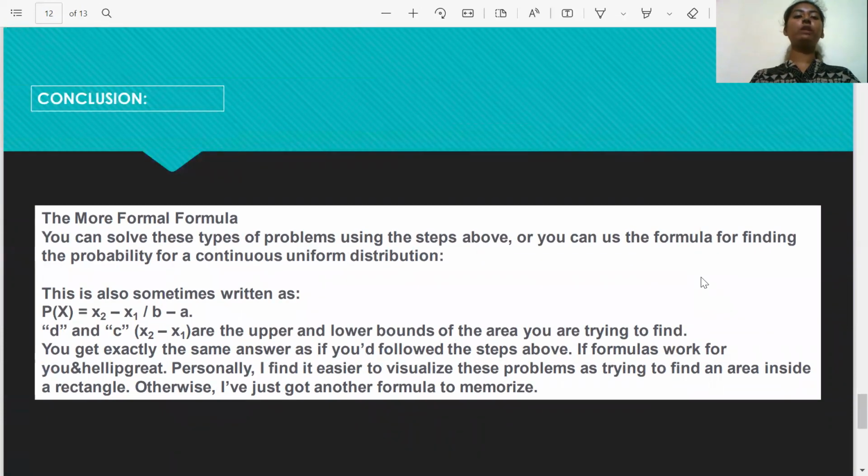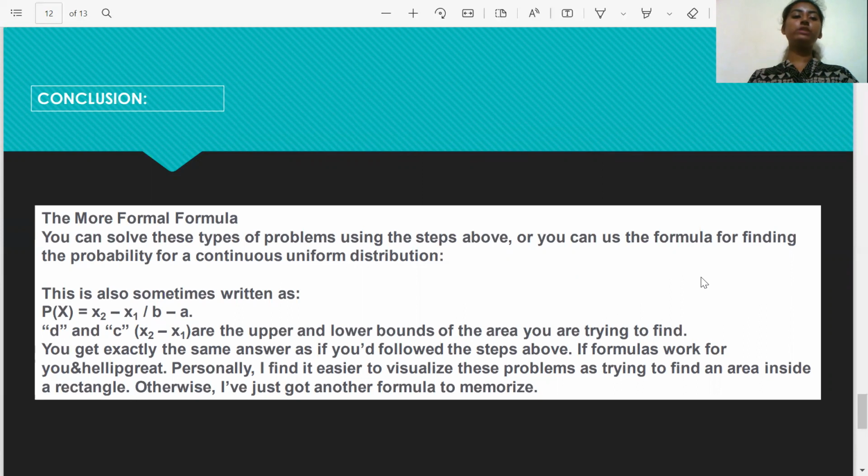Conclusion. You can solve these types of problems using the steps above, or you can use the more formal formula for finding the probability for the continuous uniform distribution. This is also sometimes written as P(x) equals (x2 minus x1) by (b minus a), where x2 and x1 are the upper and lower bounds of the area you are trying to find. You get exactly the same answer as if you followed the steps above.